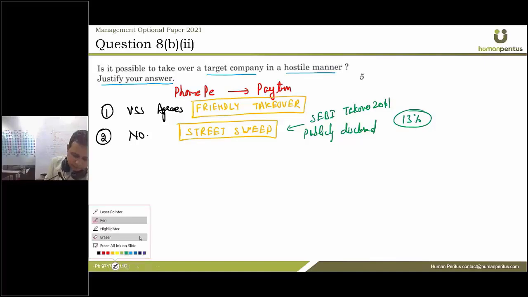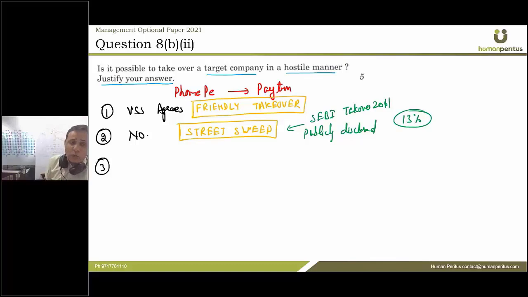So next, PhonePe has to announce. This street sweep is what? Without the information of the board of Paytm and without the information of the shareholders of Paytm, they are still buying quietly. This is a street sweep. But now this news will become public: yes, PhonePe is trying to acquire Paytm.